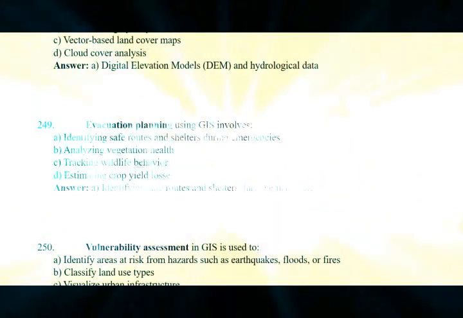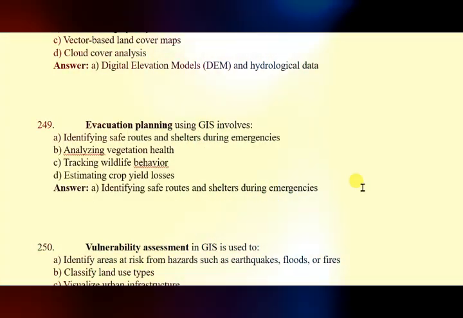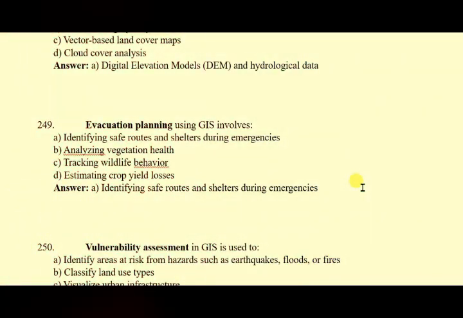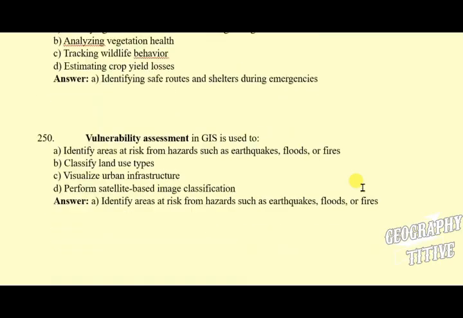Question 249. Evacuation planning using GIS involves identifying safe routes and shelters during emergencies, analyzing vegetation health, tracking wildlife behavior, estimating crop yield losses. Here the correct answer will be identifying safe routes and shelters during emergencies.